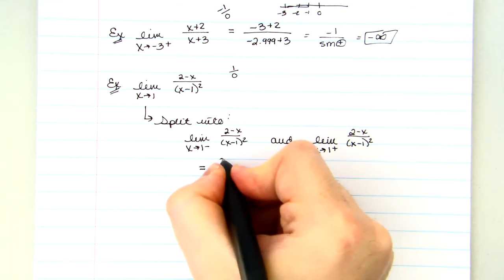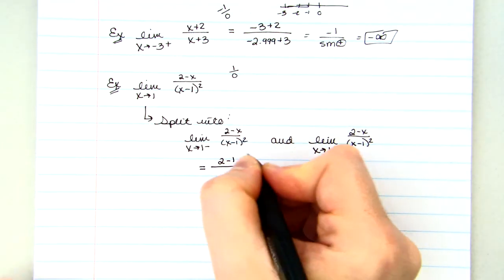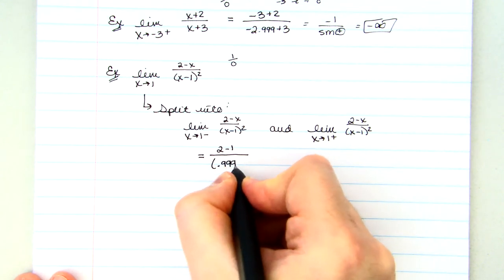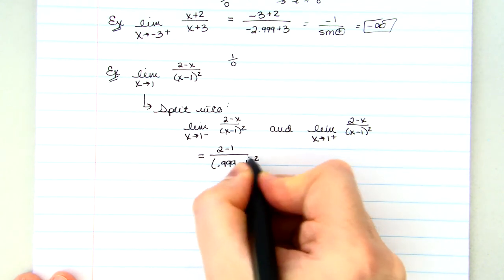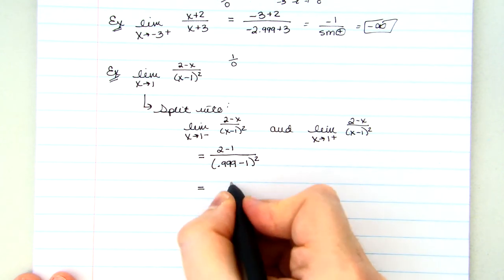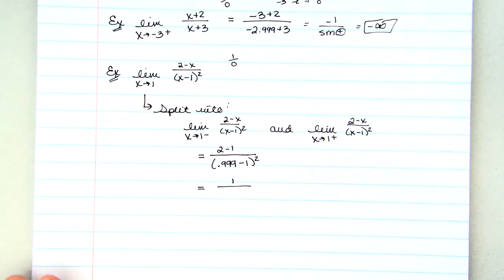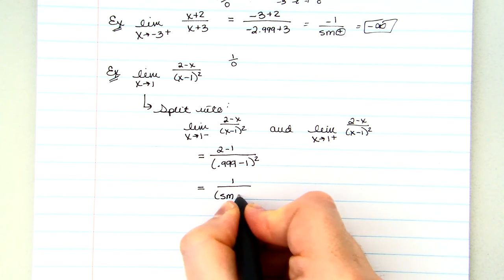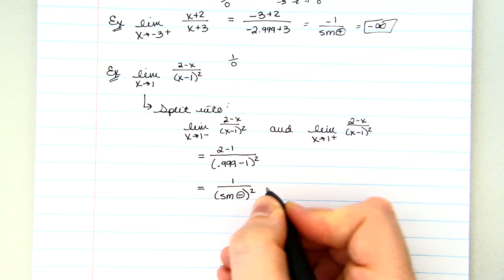You're going to plug in 1 to the top, 2 minus 1. You're going to plug in something a little to the left of 1, so 0.9999 minus 1 squared. What is 0.99999 minus 1? Small negative. We're going to say small negative, which I'm going to square.